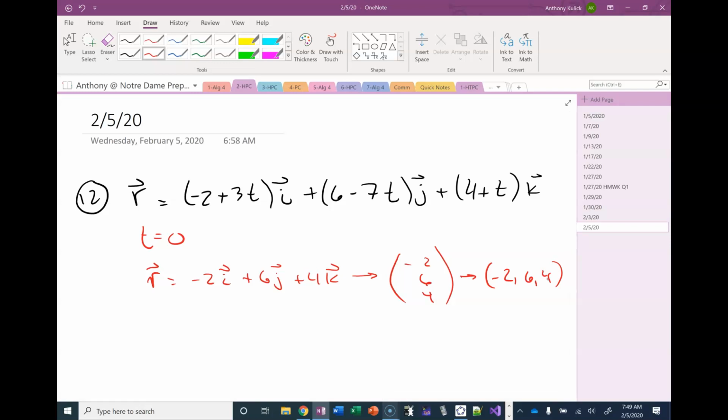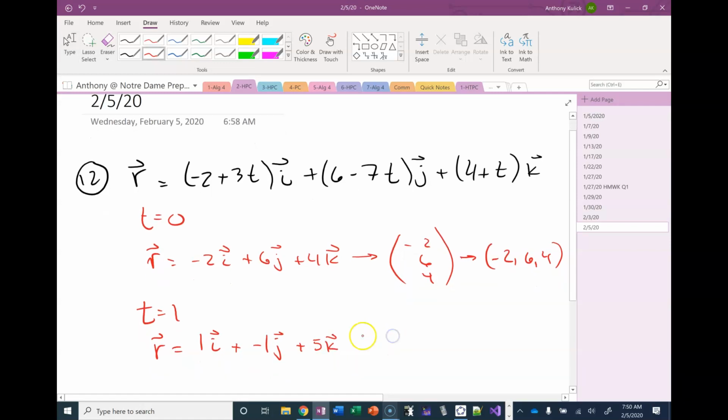And I can continue doing this as many times as I'd like, for whatever values of t I please. So I would pick values of t that are convenient to work with. Maybe let's do t equals 1. That's going to give us 1i plus negative 1j plus 5k, which then turns into the point 1, negative 1, 5.